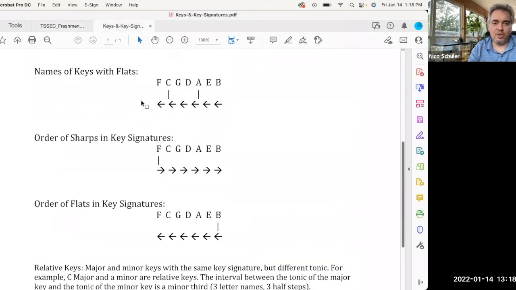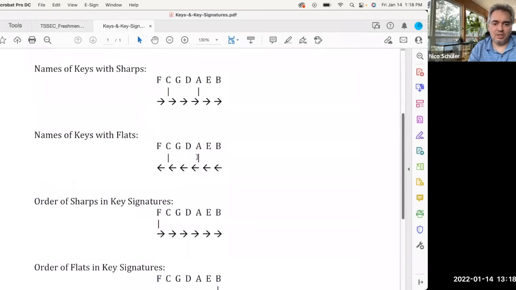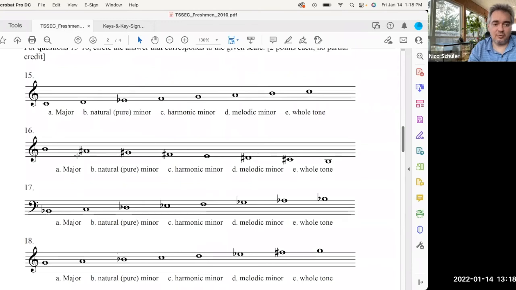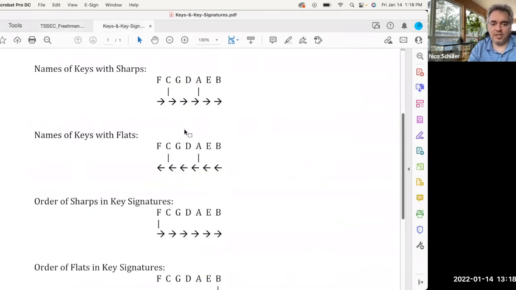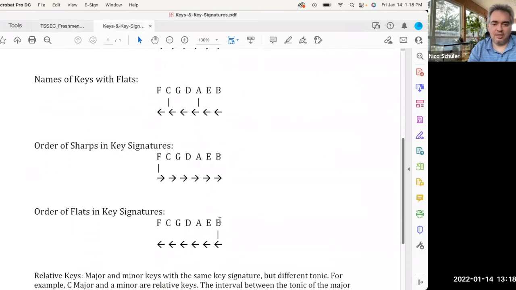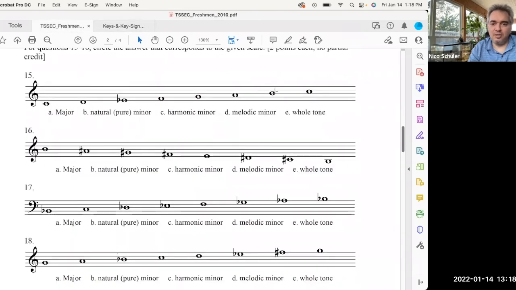And if we go here, names of keys with flats, and start on A minor with 0 flats, 1 flat, 2 flats, 3 flats. C minor must have 3 flats. What flats? B flat, E flat, A flat.